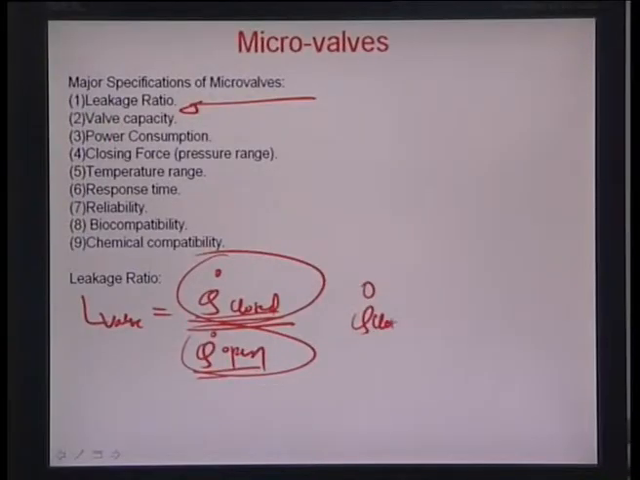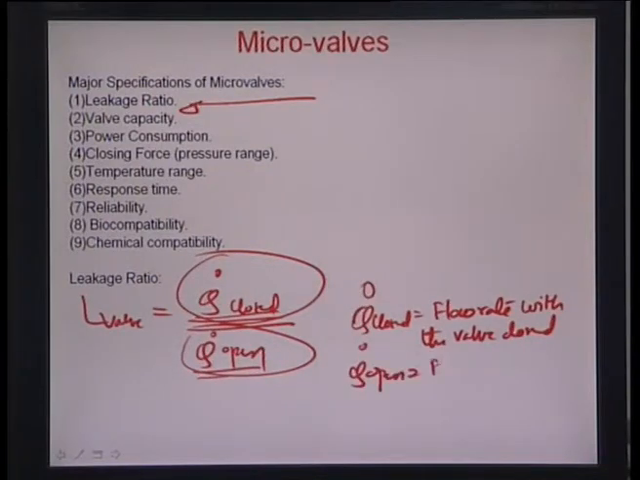This is Q dot closed, the flow rate with the valve closed, and Q dot open is the flow rate with the valve open. The pressure head is what actually drives the flow through this valve, or rather the square root of the pressure head that is driving the flow through this particular valve. Let us illustrate this a little properly.